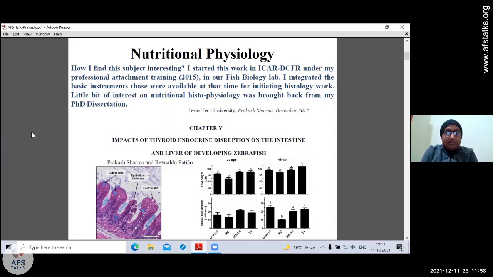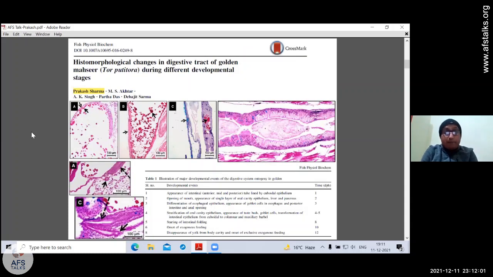When I came here to DCFR in 2015, I got an opportunity to work on the developmental ontogeny of the digestive tract of golden mahseer, and I chose to use histology tools to develop interest in how to use the tool. While working on the ontogeny of the digestive tract of golden mahseer, I learned so many biomarkers of development.